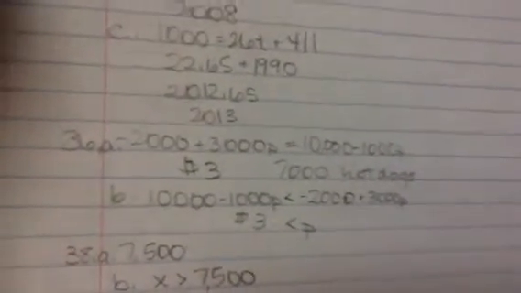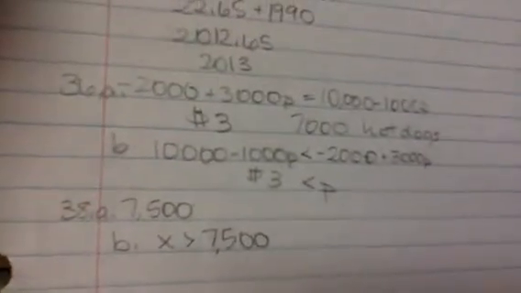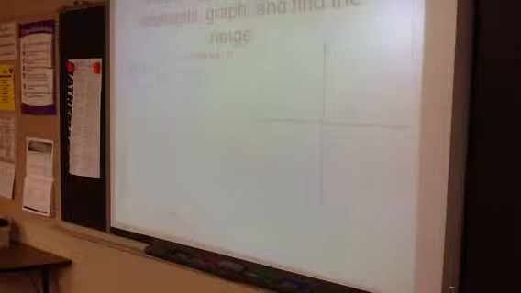And B is when your price is greater than $3. 38A is 7,500. B is when X is greater than 7,500. For 44, you have a cost equation of 5 plus 0.05x. For B, it cost you $10.25, and for C, it cost you $14. Please come with questions over those next time.